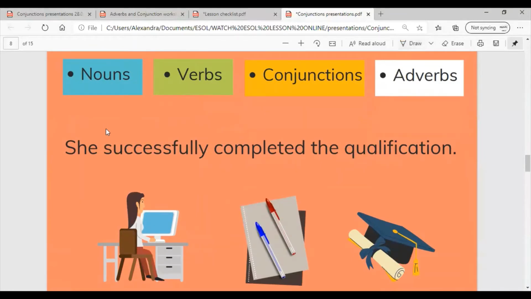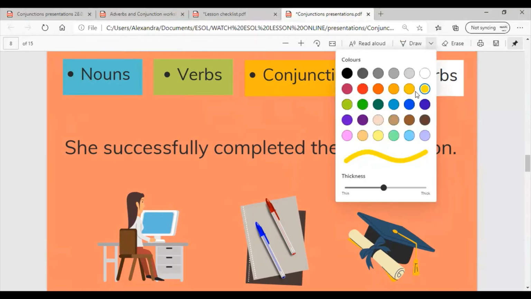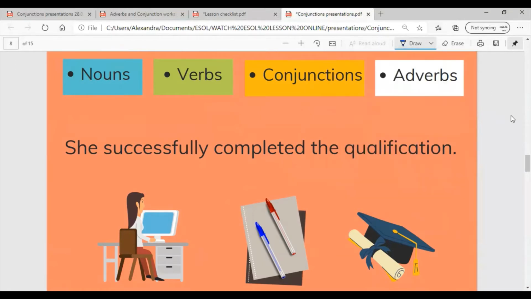We have, she successfully completed the qualification. Now, as always, we're going to look for our nouns first. So our nouns are our person, place or thing. And so first we have she. She is a person. And a qualification is a thing. So qualification would be another noun in this sentence.